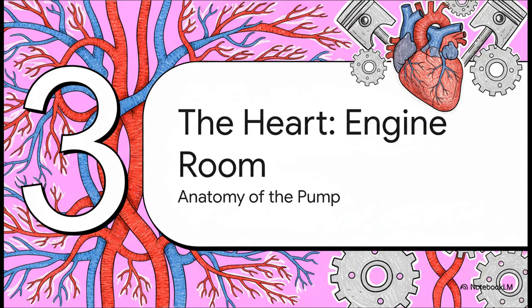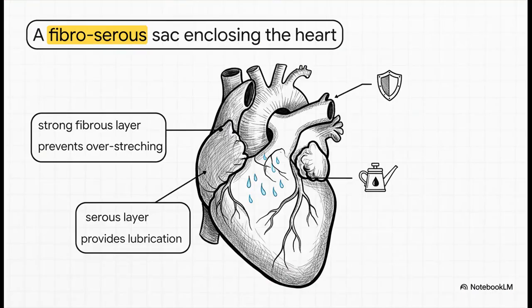All right, we've looked at the pipes, so now it's time to meet the powerful engine that's pushing blood through them all. Let's head into the engine room, the heart. Before we even get inside the heart, let's talk about its protective case. The heart sits inside the pericardium, which is this 2-layered sac. The outer fibrous layer is really tough. It's like a perfectly sized bag that stops the heart from stretching out too much. The inner serous layer, well, it creates a bit of fluid that acts like a lubricant, so the heart can beat millions and millions of times without any friction.